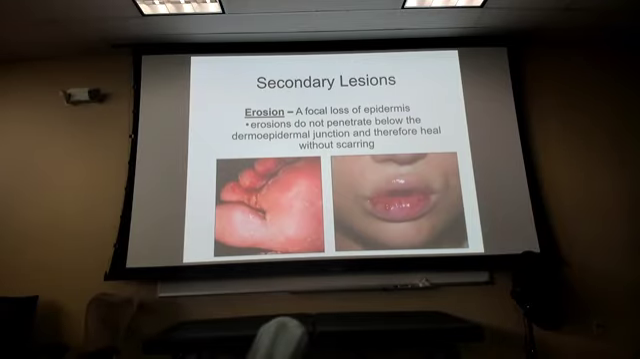Erosion: a focal loss of epidermis. So you get those things that do not penetrate below the dermo-epidermal junction. So it's staying out. It's not down and into it. It's staying out. So you can see that erosion. Let's think about erosion as a volcano or something. It's just out. It's not deep down. All right, here we go.